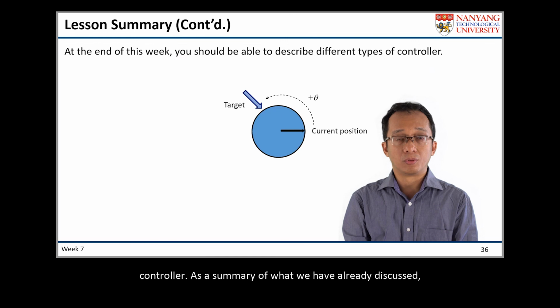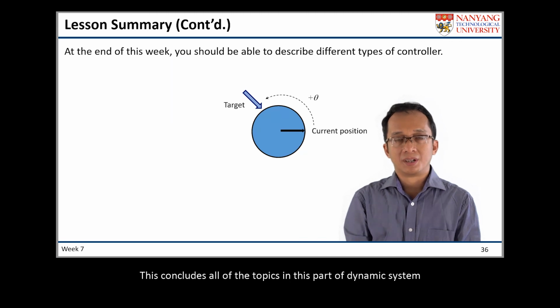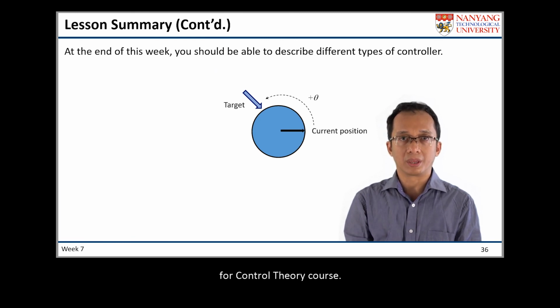As a summary of what we have discussed, we have covered different types of controllers. This concludes all of the topics in this part of the dynamic systems for control theory course.